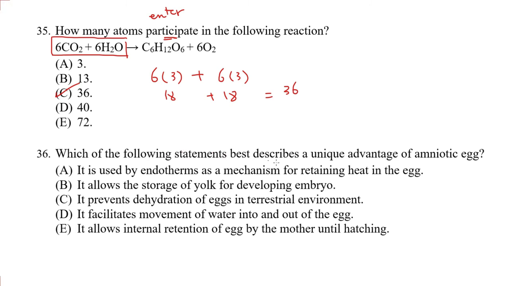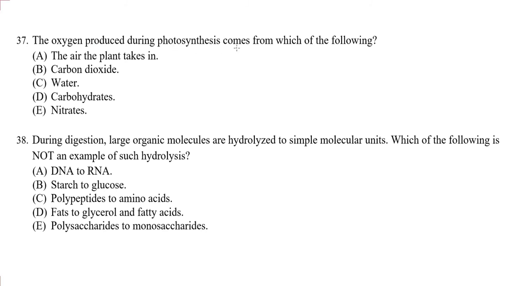36. Which of the following statements best describes a unique advantage of the amniotic egg? Once you see that word, you should remember something that resists dryness. All living organisms lay eggs except mammals that give birth. Fish, for example, lay their eggs in water, so they don't need a hard shell or amniotic fluid around the embryo. But amniotic eggs can protect the embryo inside the eggshell against dehydration or dryness. So you will search for that information. Yes, C. It prevents dehydration of eggs in the terrestrial environment. So what are the organisms that can lay amniotic eggs? They include reptiles and birds.